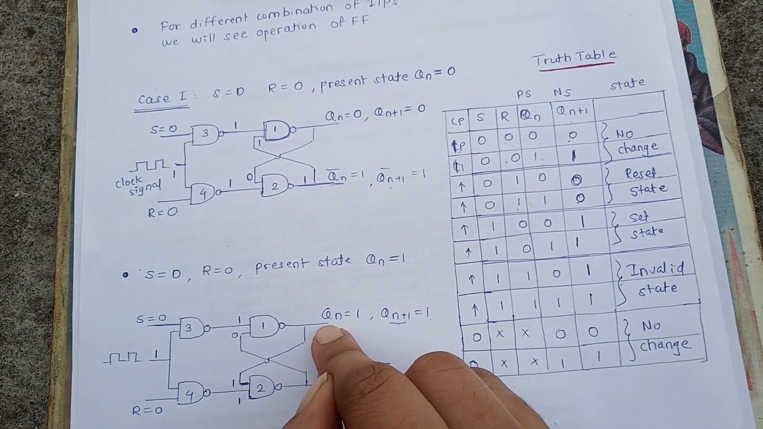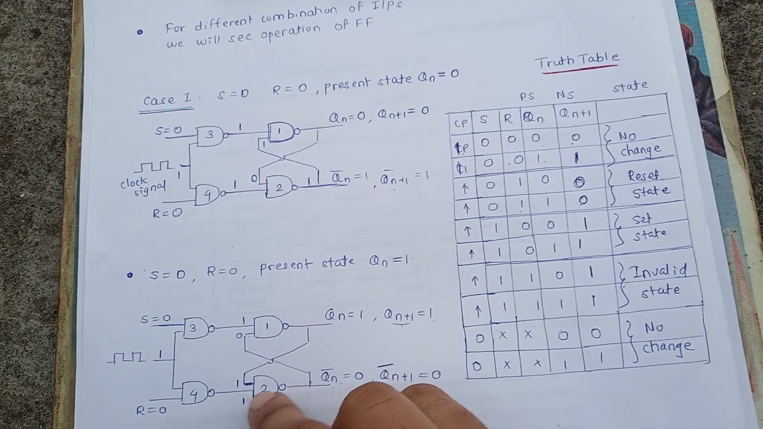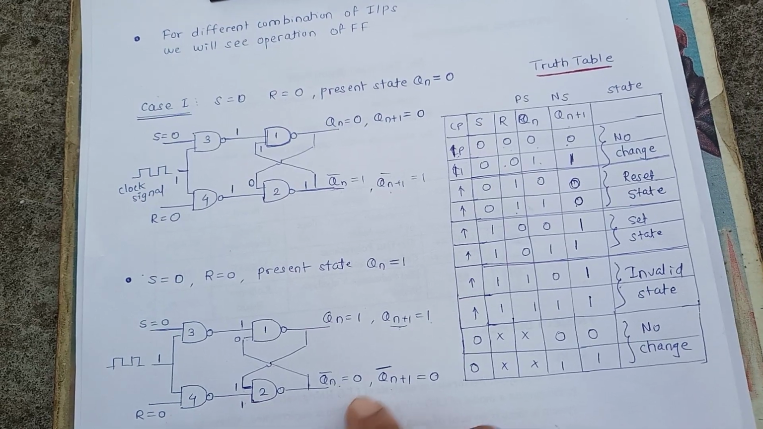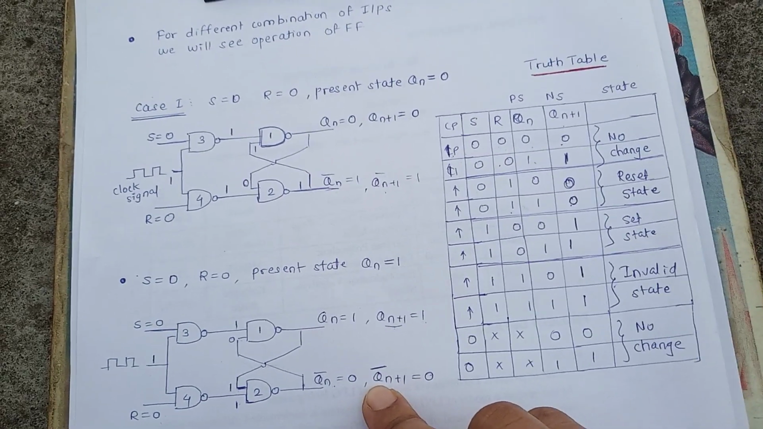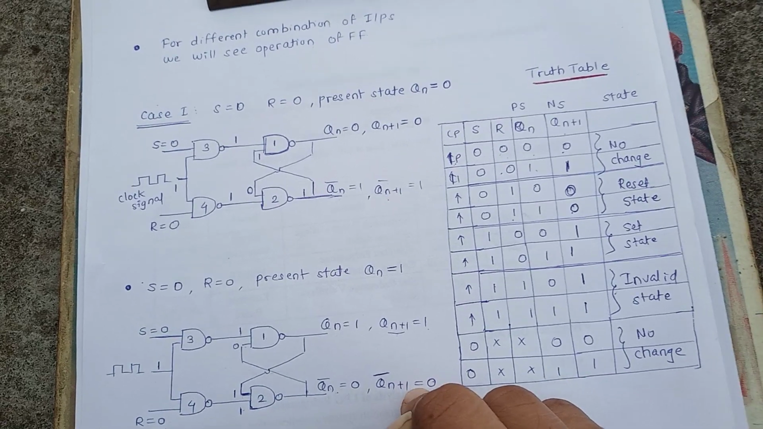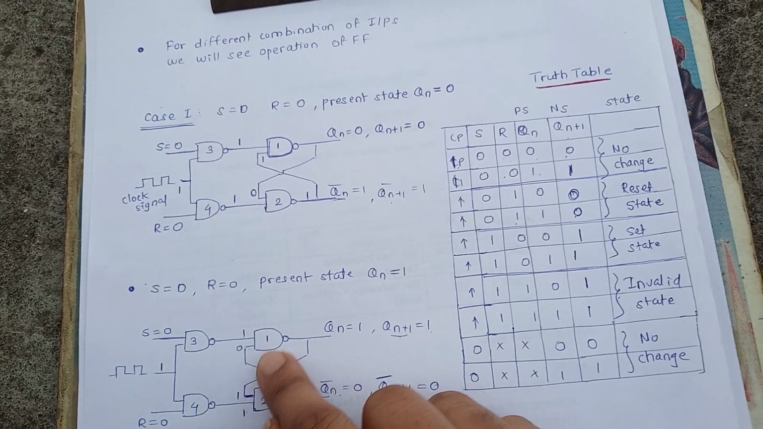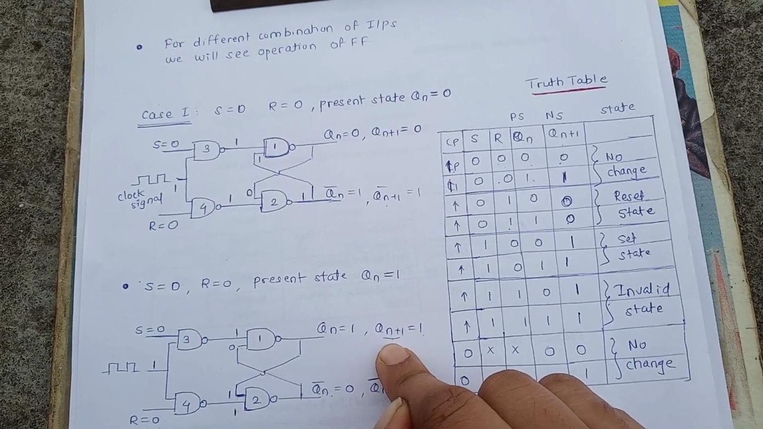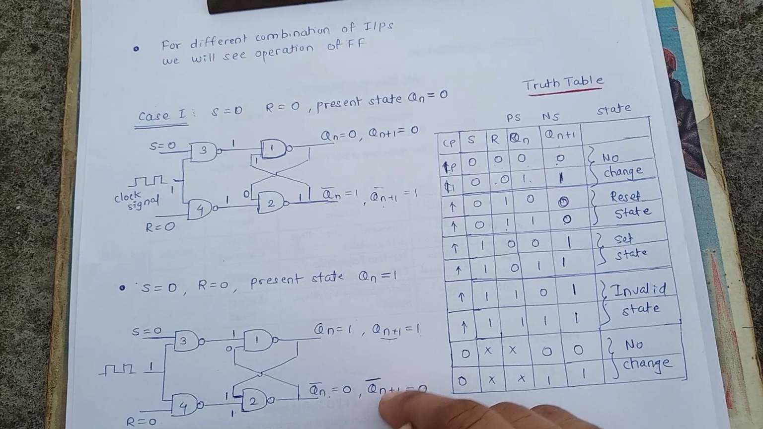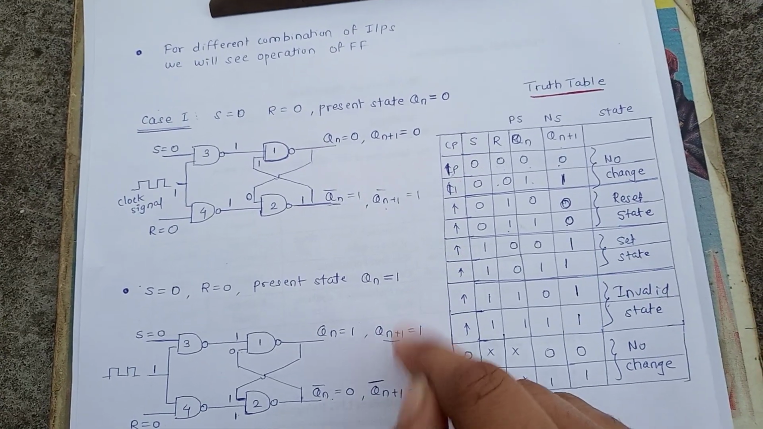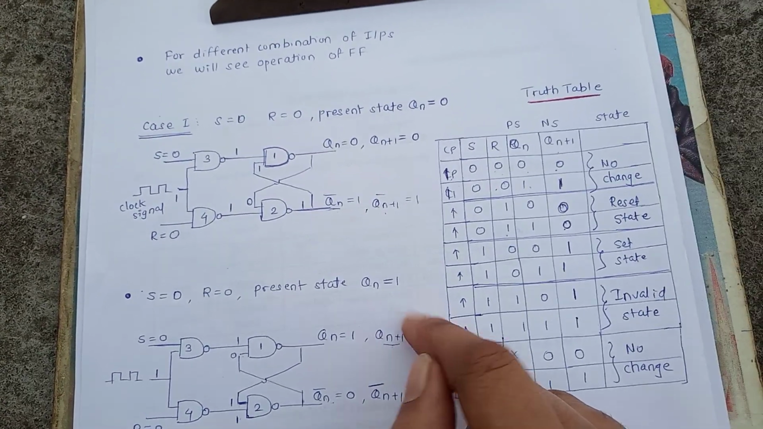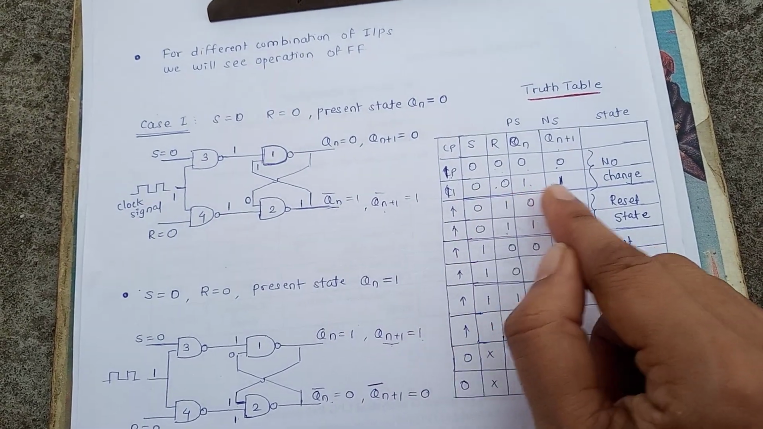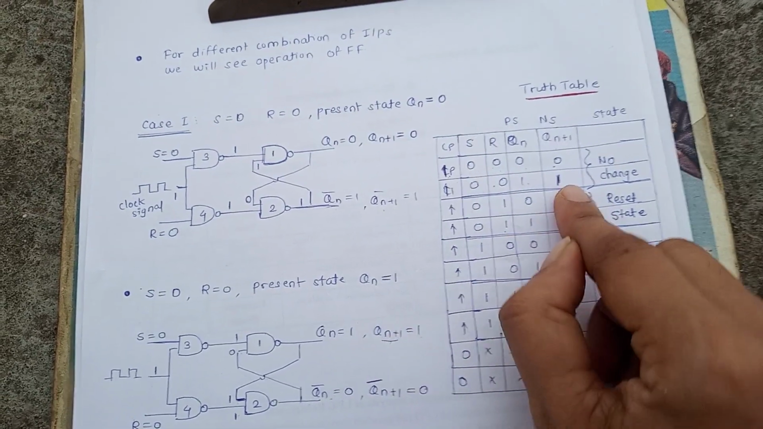Now Qn equal to 1, it is connected to the second NAND gate. So 1 1 produces output 0, which is nothing but next state Qn plus 1 bar. So it becomes 0. Now this 0 is connected to the input of first NAND gate. So 1 0 produces output as 1, which is nothing but next state. Now this Qn plus 1 equal to 1, Qn plus 1 bar equal to 0, which are complements of each other. So this is a valid state. So for this combination, next state is 1, which is written here.